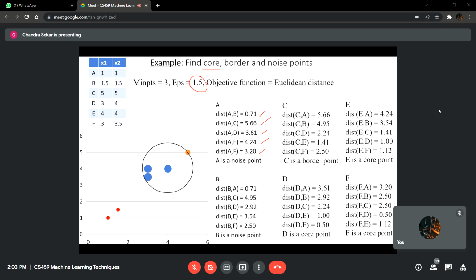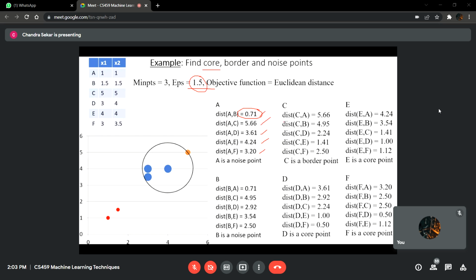Now among these points, which is the point that is less than or equal to 1.5 distance away from A? You can observe very clearly that only one point is actually less than 1.5. So you can conclude that this is not a core point, but you cannot decide whether it is a noise point or a border point. To understand that, you need to first identify all the core points.